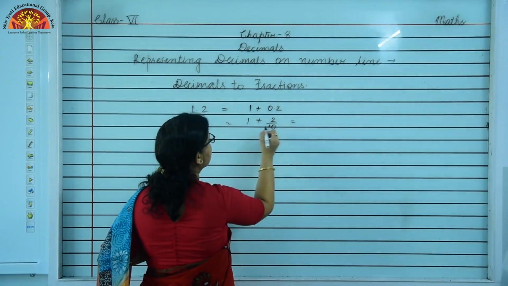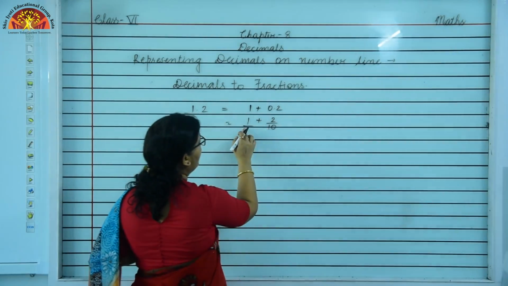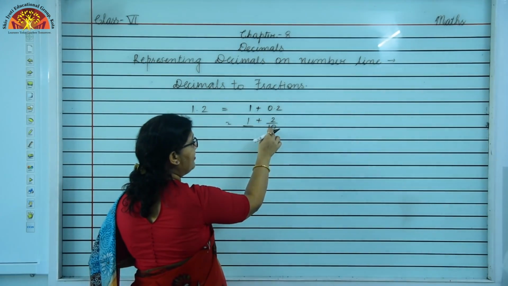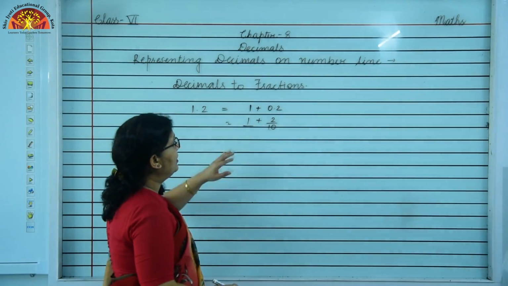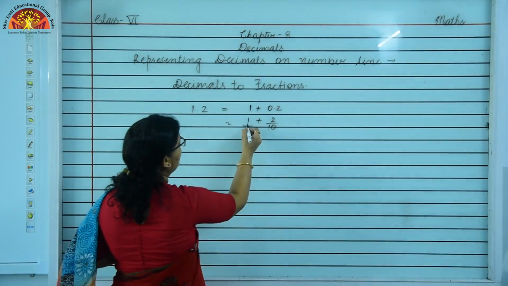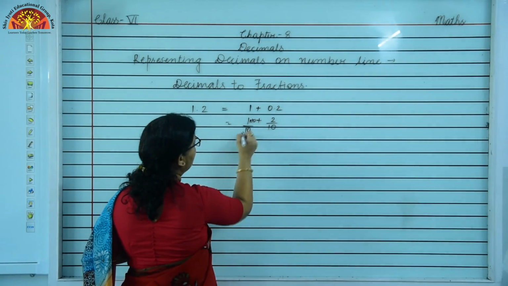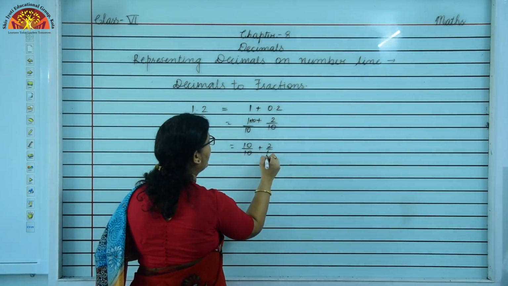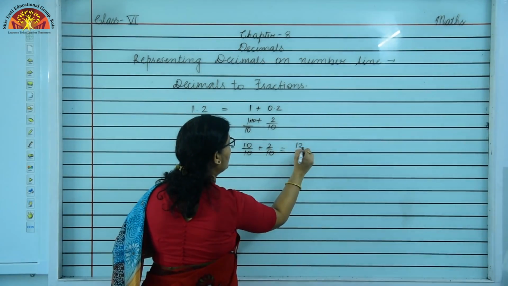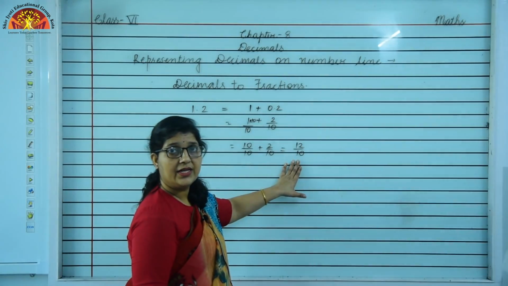Now this is one whole part, and 0.2 is 2 upon 10 because we have one digit after the decimal. Now we also convert the whole part into like fractions. We have 10 here, so we multiply this by 10 and it is also 10. So 10 upon 10 plus 2 upon 10 is equal to 12 upon 10. This is the fraction. Understood?